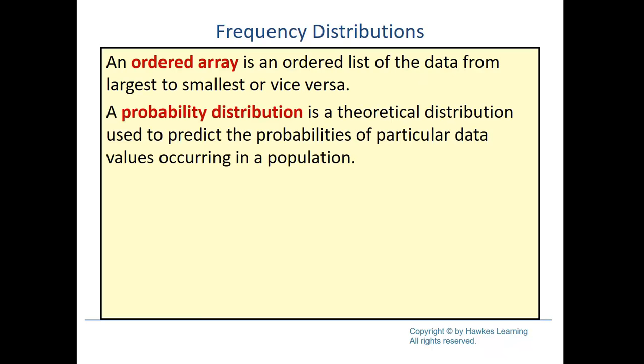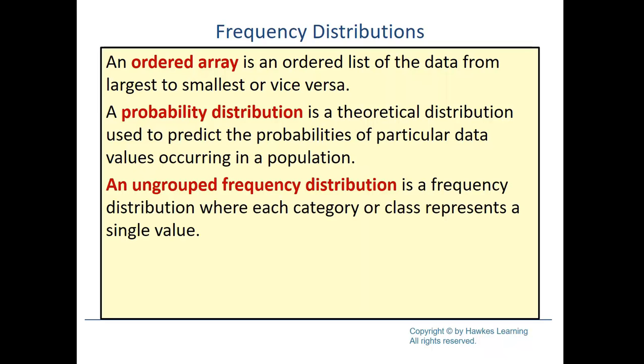Then we have a probability distribution. A probability distribution is a theoretical distribution that's used to predict the probabilities of a particular data set that occurs in a population. Normally with these, you are going to see either decimals or percentages with your probability distribution.